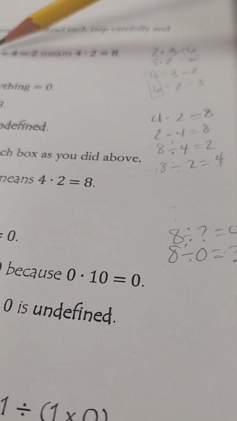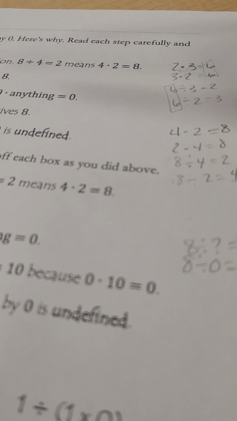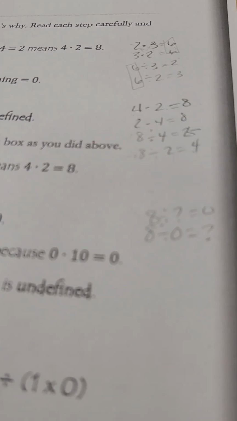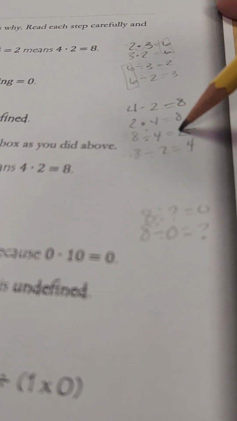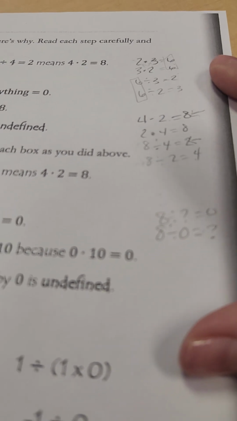They're going to say, well, if you have 8 divided by 4 equals 2, that's this one. That means that 4 times 2 is 8. Okay, and we know that because we've been listing fact families.